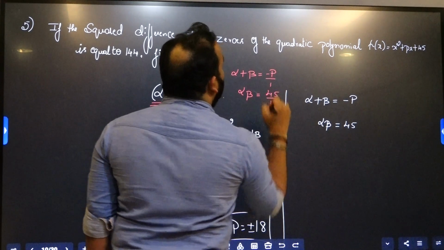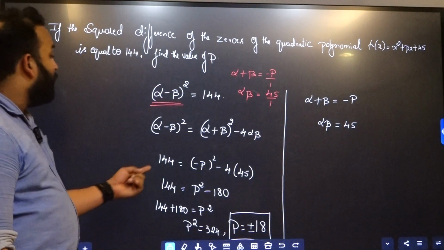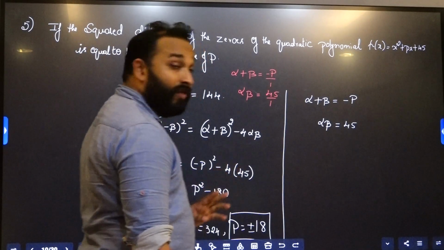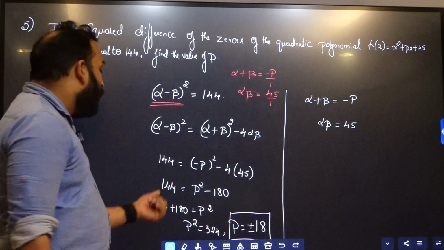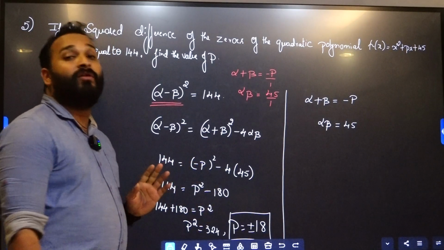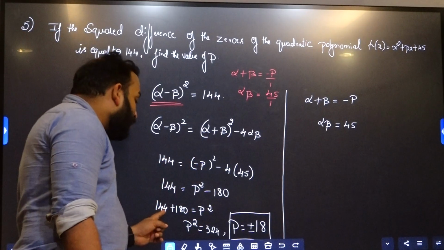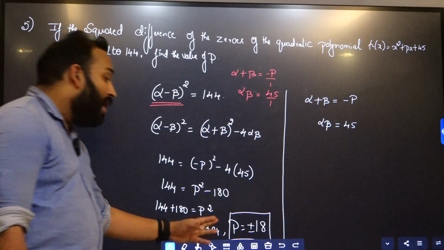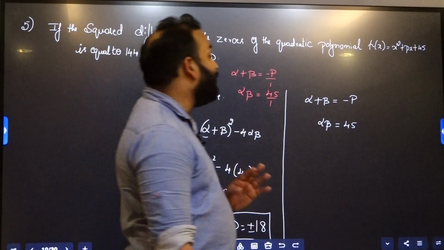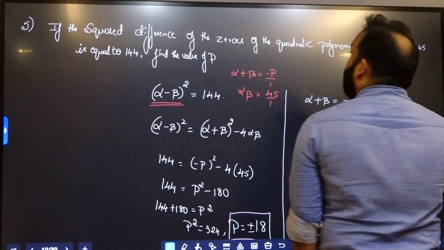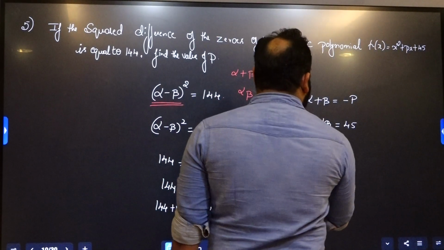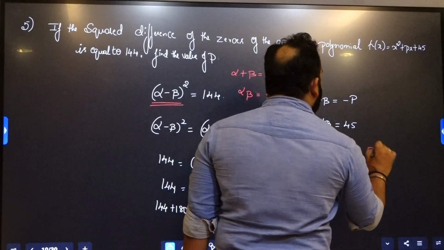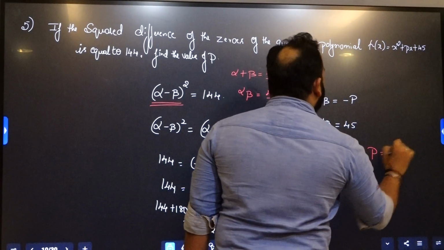45 by 1. So using that, directly we can write 144 is equal to minus p the whole square minus 4 into 45. 4 into 45 is 180. 144 is equal to p square minus 180. So 144 plus 180 is equal to p square, where you get p square as 324 and root of it is plus or minus 18. So you got the value of p, so you can write p is equal to plus 18 or p is equal to minus 18.